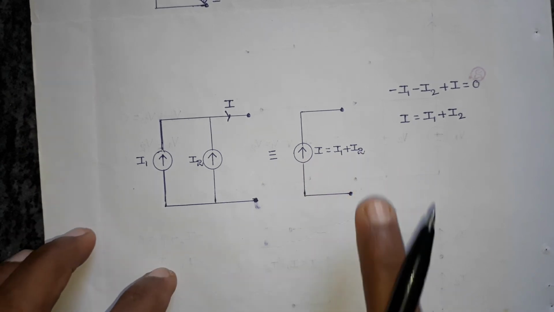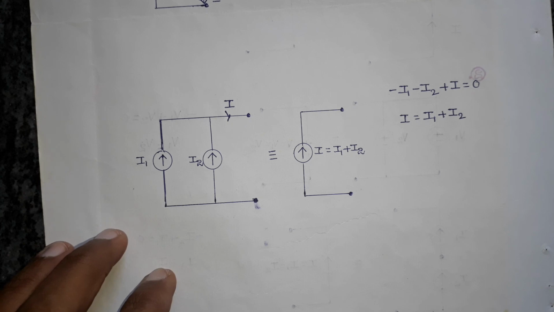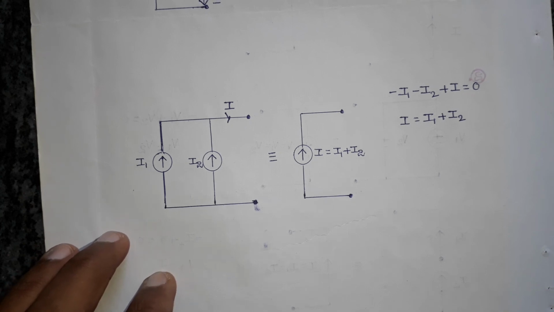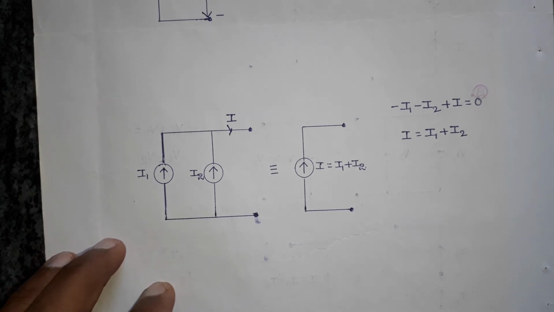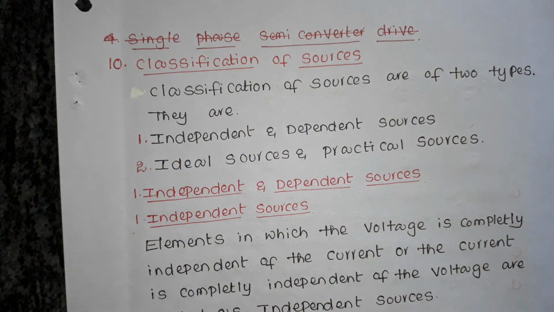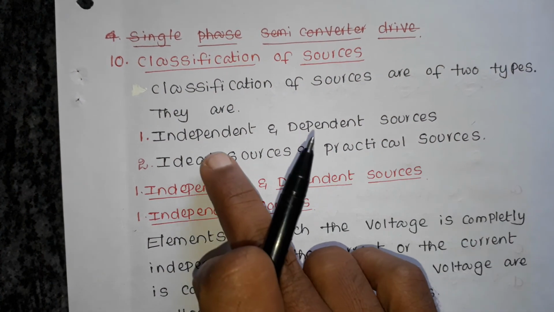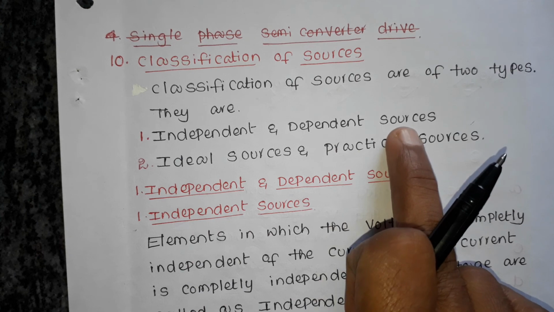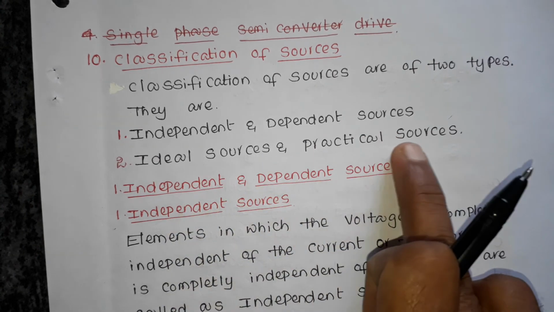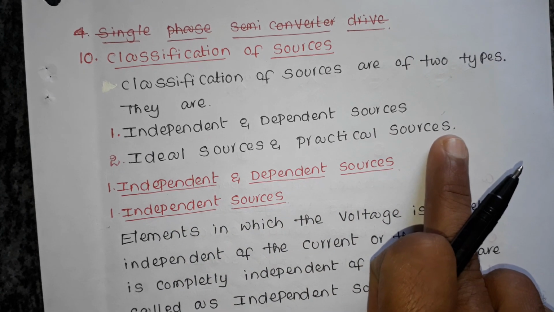So this is about ideal sources and practical sources. And this is about the classification of sources, that is independent sources and dependent sources, and ideal sources and practical sources.